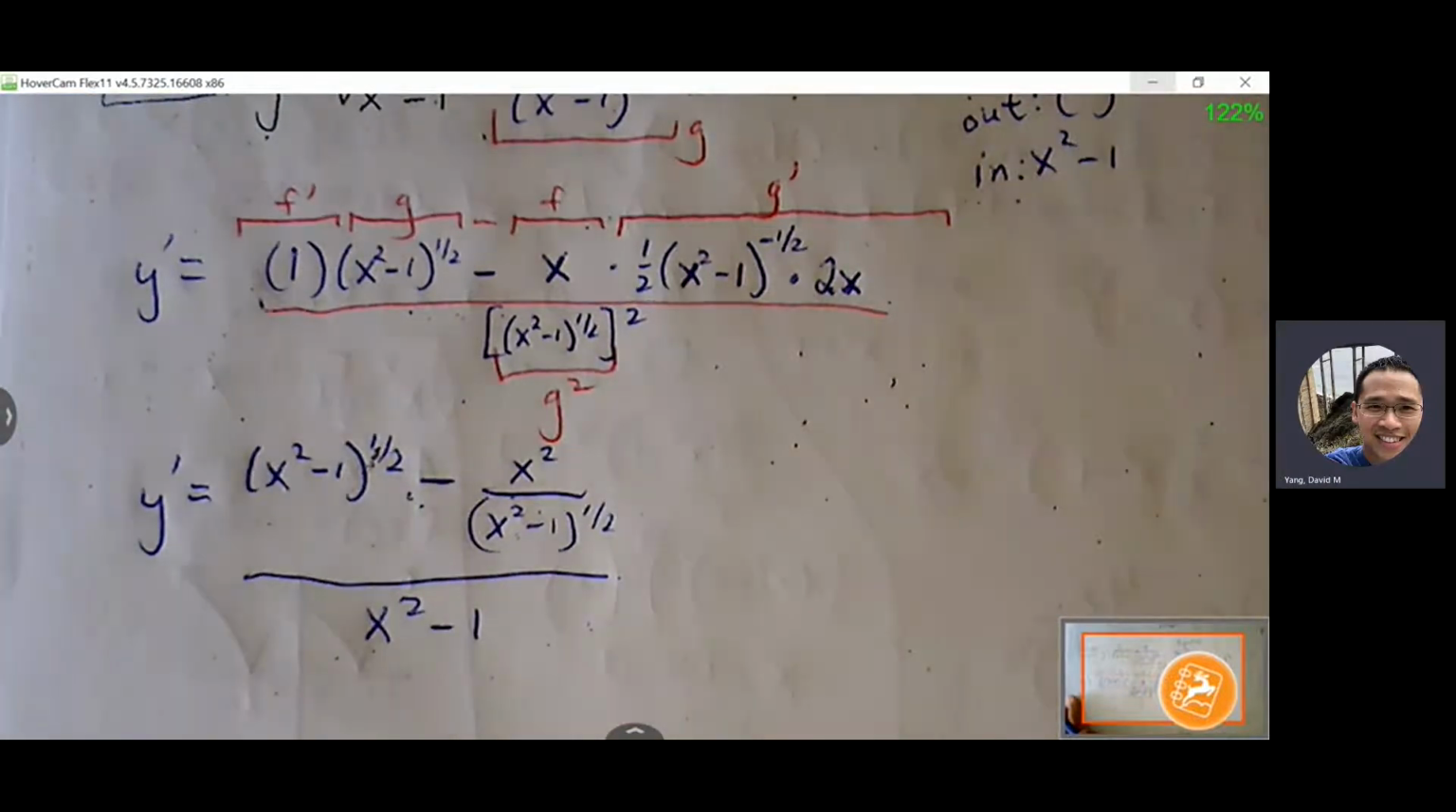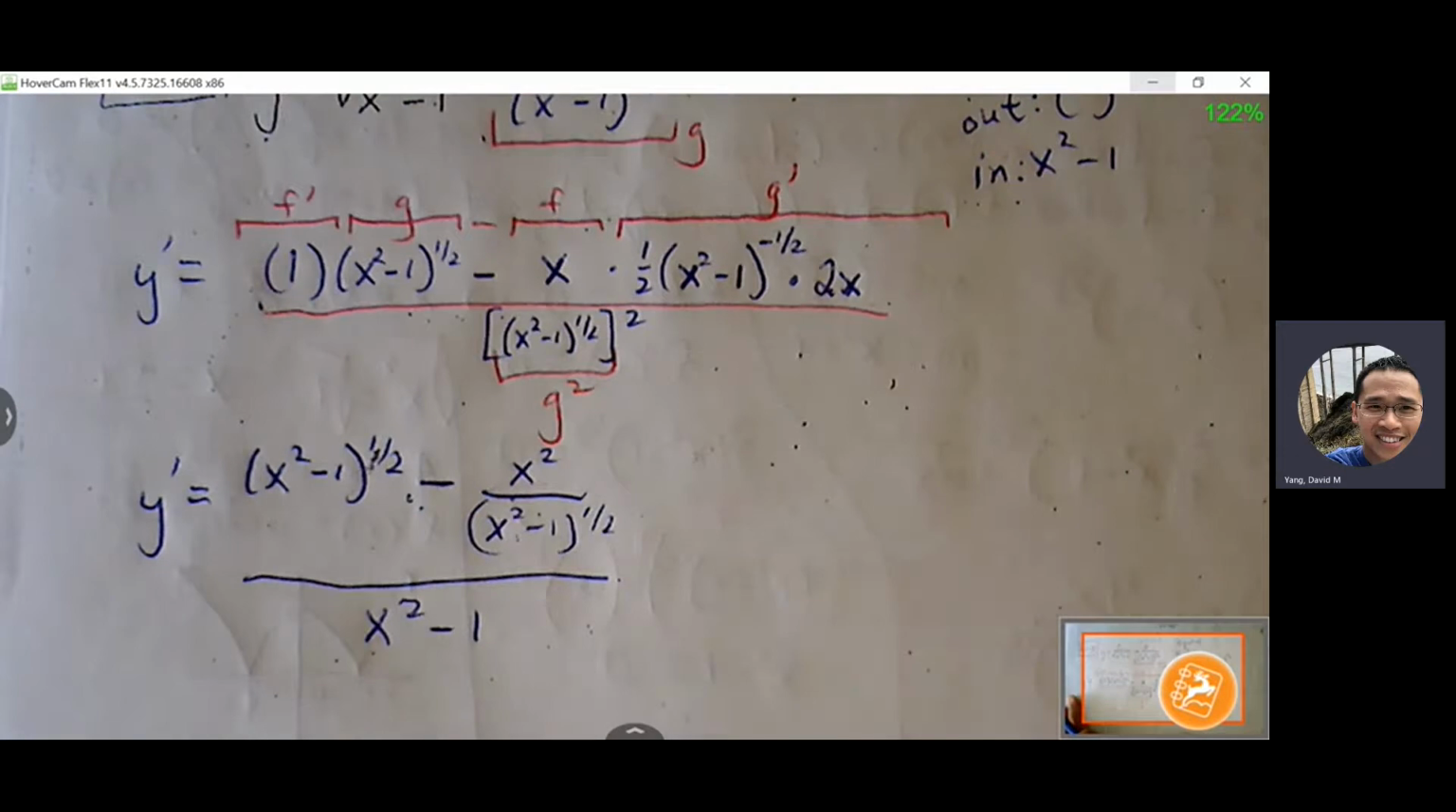Okay. And from here, we have to find a common denominator, merge the numerator portion, and then bring in the x squared minus one, and then clean that up. We'll finish that up at a different time, but any questions up to this point?